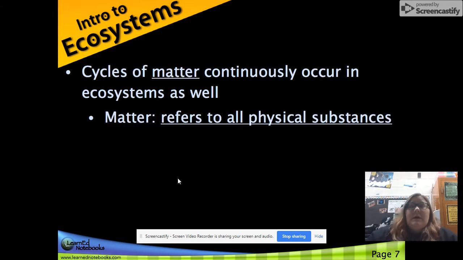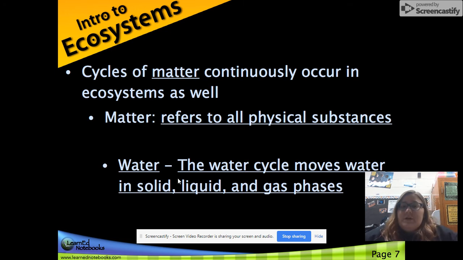We talked again on Thursday. Cycles of matter continuously occur in the ecosystem as well, meaning matter is any physical substance, things that you can touch, paper, pencils, things you can see. The water cycle moves water in the solid, liquid, and gas phase. Liquid, rain; solid, ice; gas, in the atmosphere.